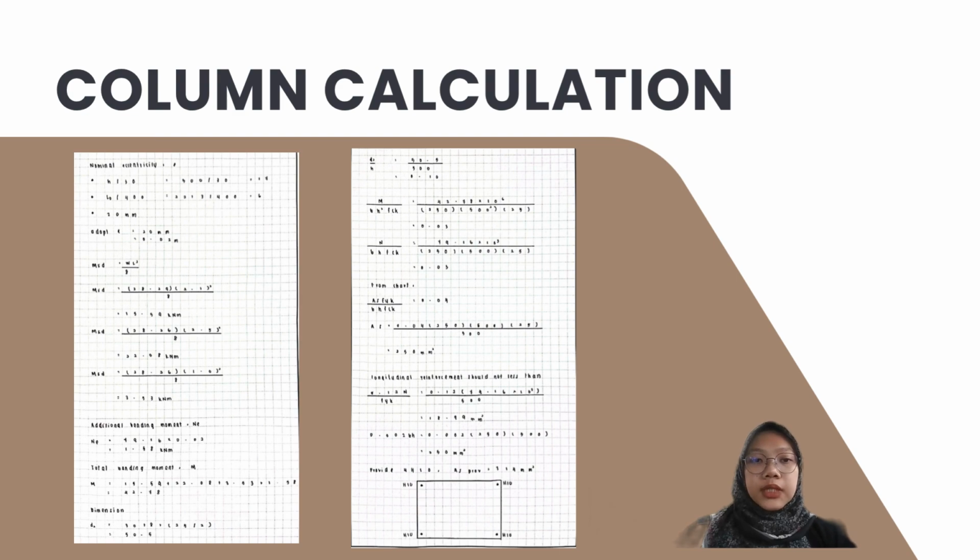Then we need to know the nominal eccentricity. We calculate h over 30, we got 17. Then LO over 400, we got 6. Then 20 mm. We adopt the E and convert it to meter, we got 0.02 meter.